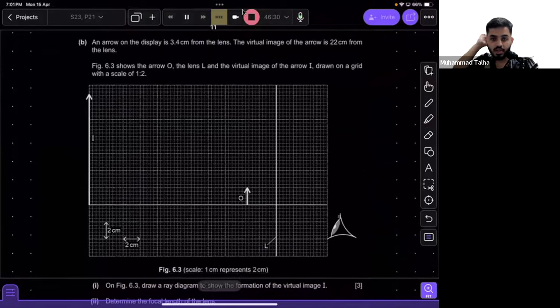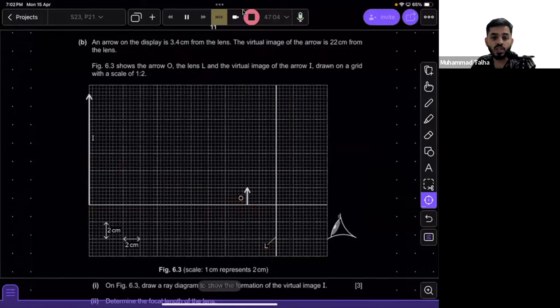Now, for some reason, students are really terrorized by these lens diagram questions. It's not really all that difficult. An arrow on the display is 3.4 centimeters from the lens. So this is what it means. This is the lens, which is marked L. Sorry, so this is 3.4 cm from the lens, and the virtual image of the arrow is 22 cm from the lens. O is the object, I is the image.